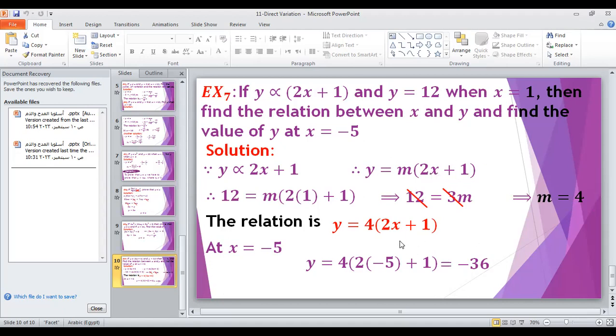And we find m equals 4. Then the relation y equals 4 times 2x plus 1. Then he gave me y equals a value when x equals a value to find m. The two values, y equals and x equals, to find m. From this relation we can find any value of y at any value of x. Find the y at x equals negative 5, then y equals 4, open bracket, 2 times negative 5 plus 1 equals negative 36.